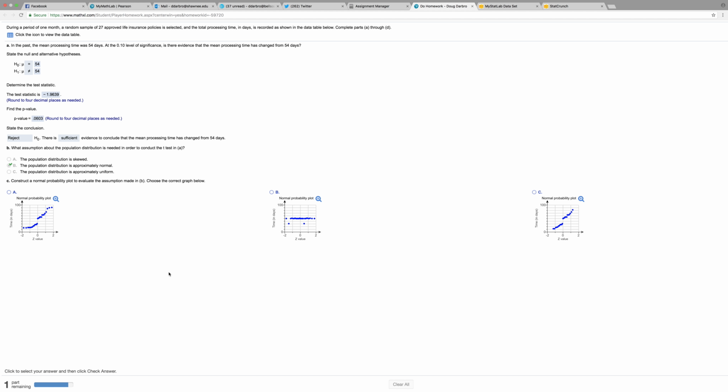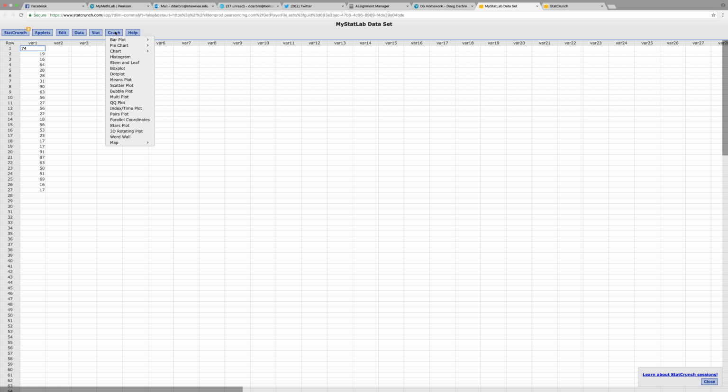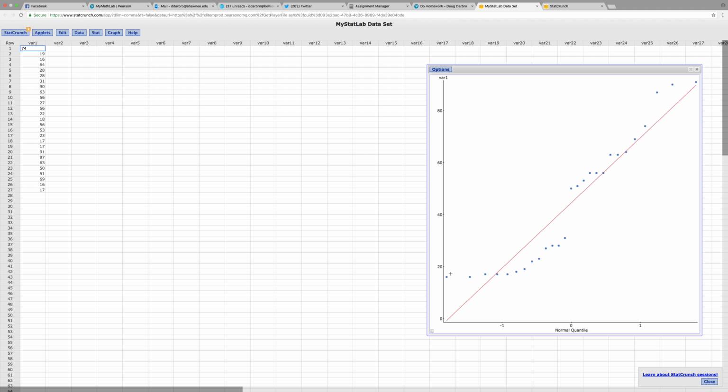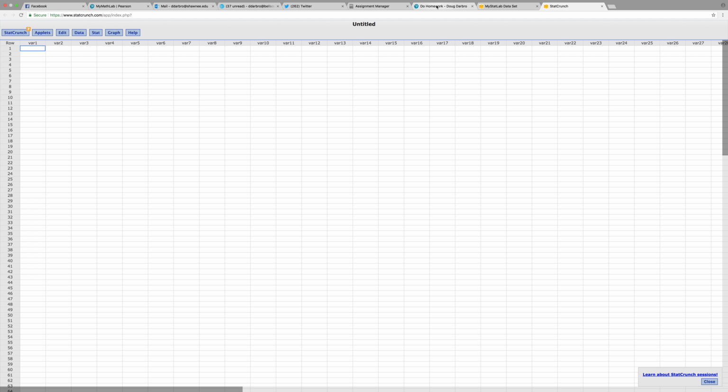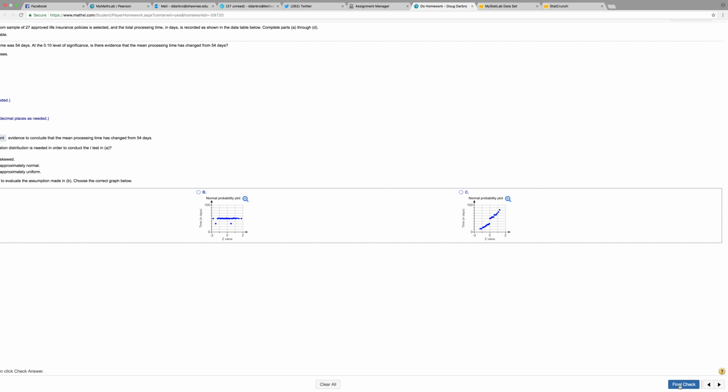Construct a normal probability plot to evaluate the assumption. So which one does it look like? Just like I showed you in the video, I'm going to graph and go to QQ-plot and plot that for variable 1. The condition I see is it kind of comes down and then up, so that's the one I'm looking to match. It looks like the first one does that. It doesn't match perfectly, but it seems pretty close, closer than the other two.